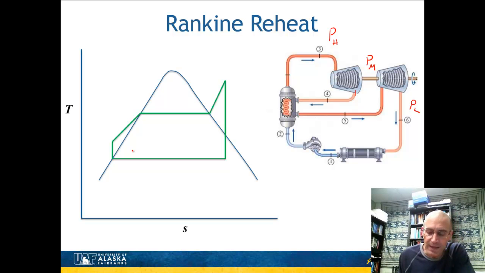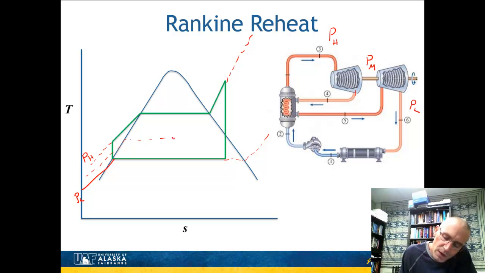And so if I look at my TS diagram right here, let's go ahead and draw this new cycle. To help do this, I'm going to dash in some isobars. This is the isobar of P high. This is the isobar of P low. And then there's an intermediate isobar. I'll just sketch it in right there. Okay? And this is some intermediate pressure.